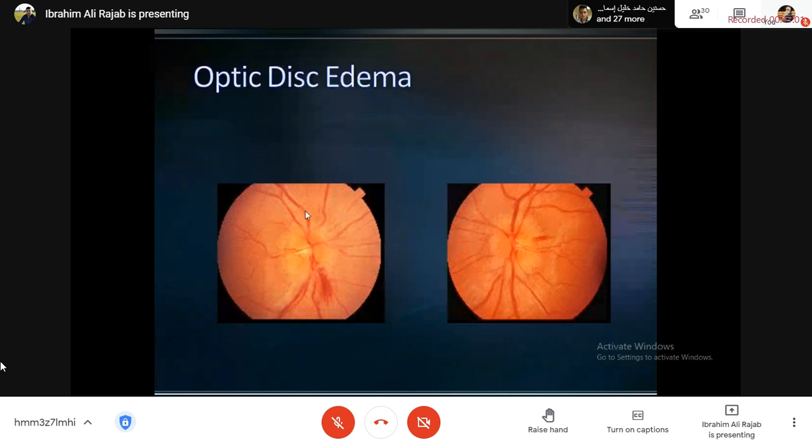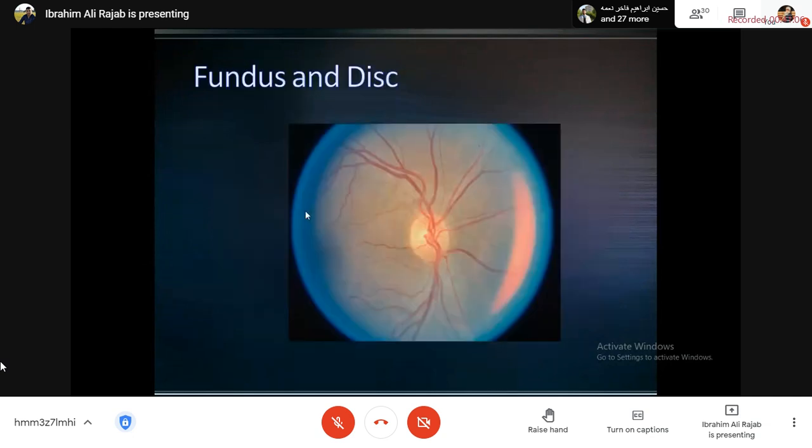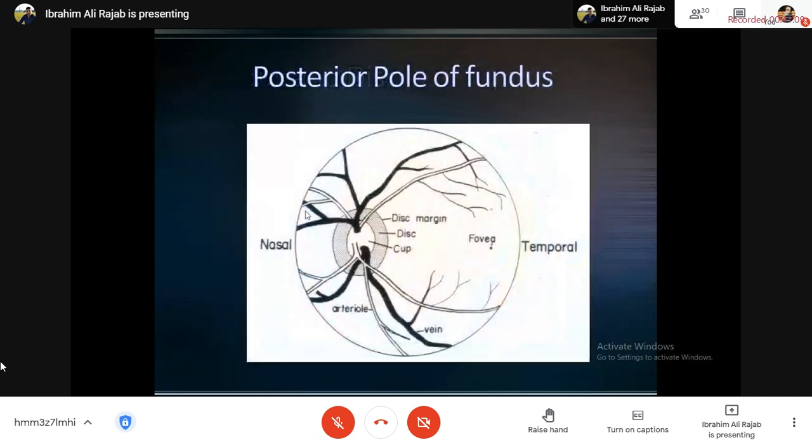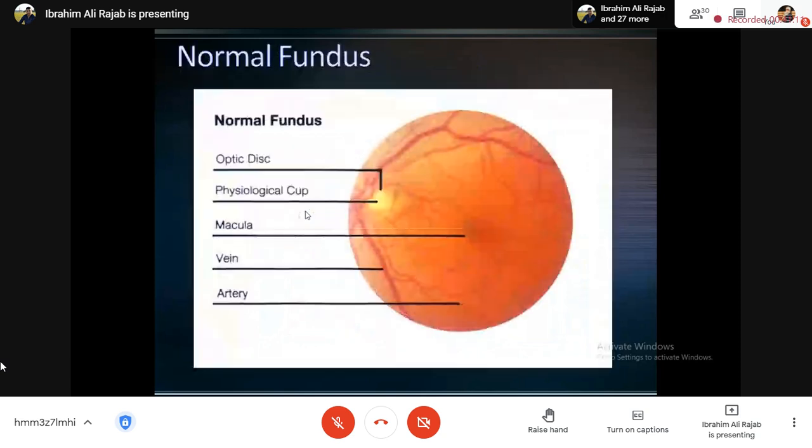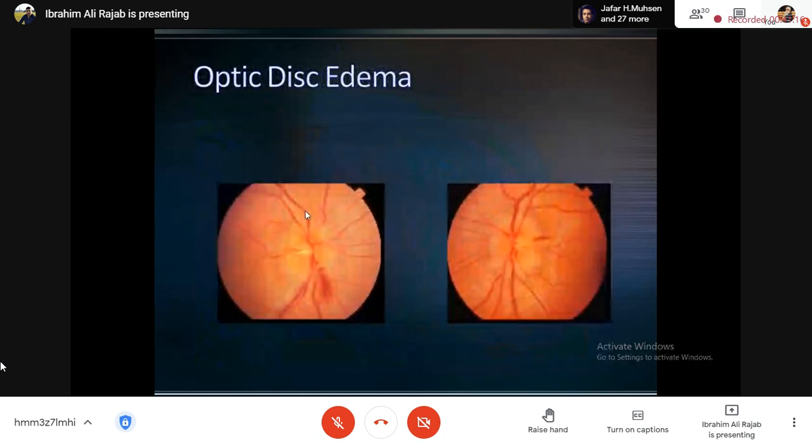All of you should notice that the cup is not so clear like in this image and like in this image. So this is the cup normally, while in optic disc swelling, because there is fluid inside the optic nerve, the depression is small and the fibers are distributed, so the optic disc cup is obscured. So this is another indication that the optic disc is swollen.